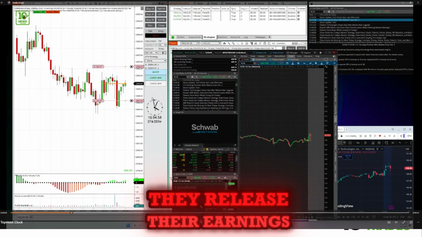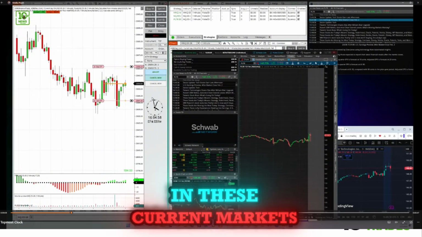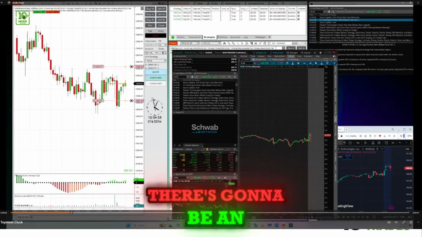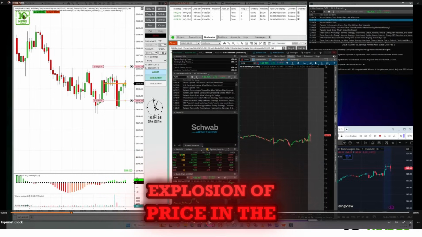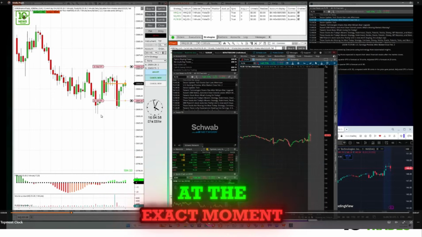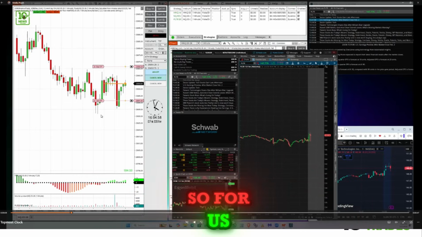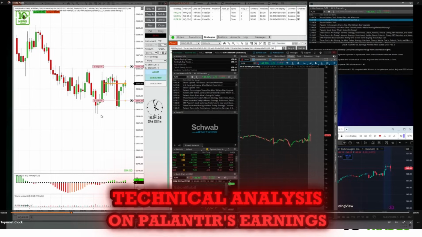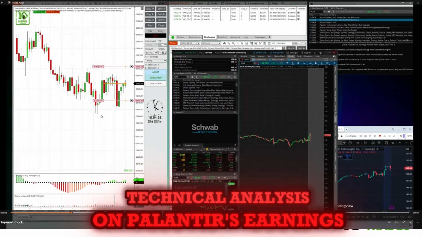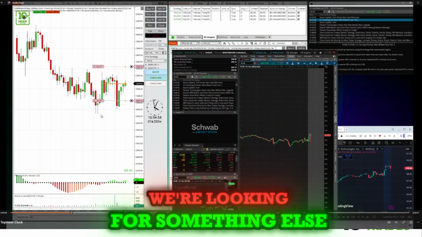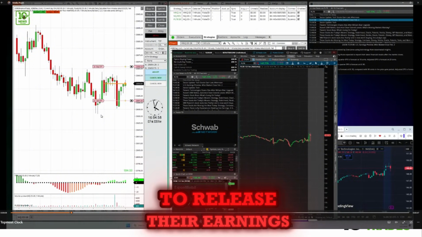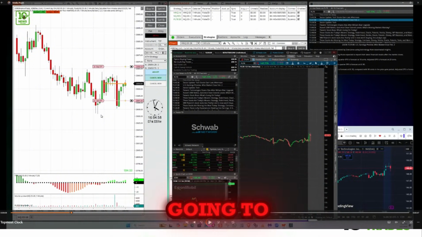We know that when they release their earnings in these current markets, there's going to be an explosion of price in the NQ futures at the exact moment that they release their earnings. So for us, we're not looking at technical analysis on Palantir's earnings. We're looking for something else. We're looking for them to release their earnings when they say they're going to.